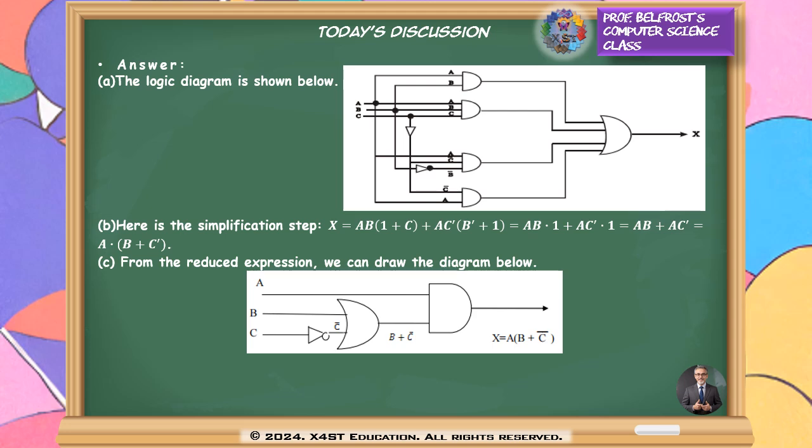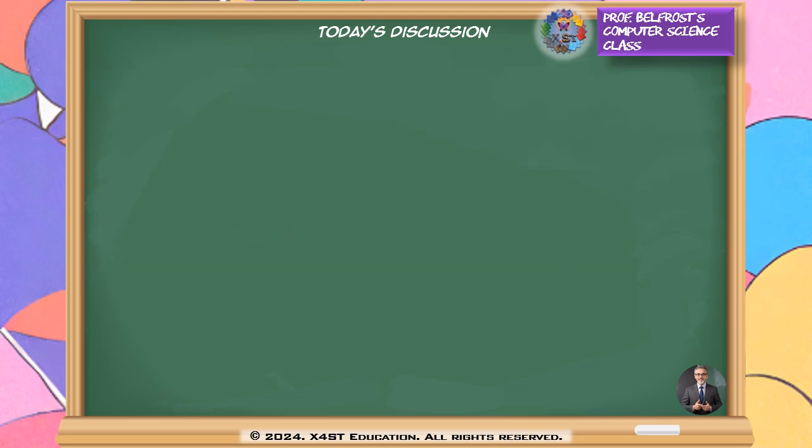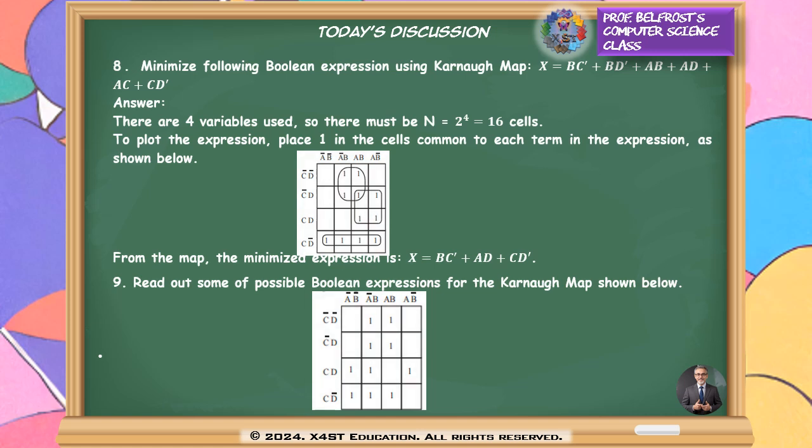And then, minimize the following Boolean expression using Karnaugh map. This is okay.